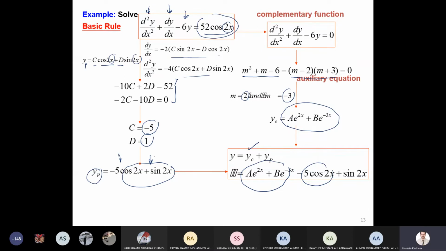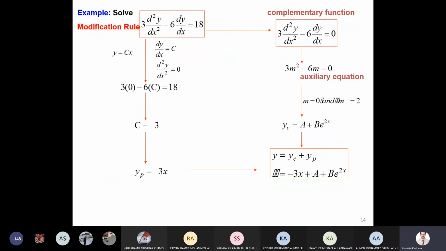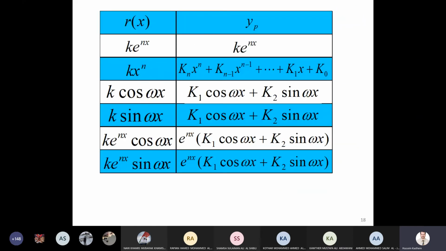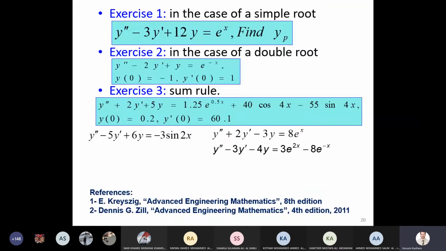Okay. Now I will not solve the modification rule and sum. I will jump directly to the final, let me say, formula here. I would like you to solve this one. Okay. You see this function? Okay. I will make it in red. Just a minute. What I want you to do, find the homogeneous and then find the particular.